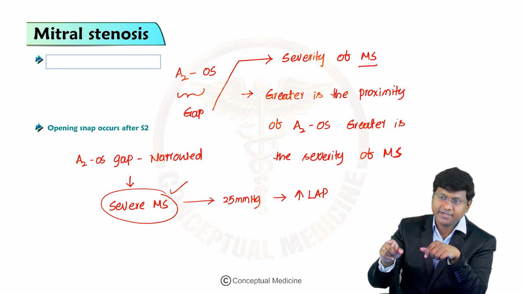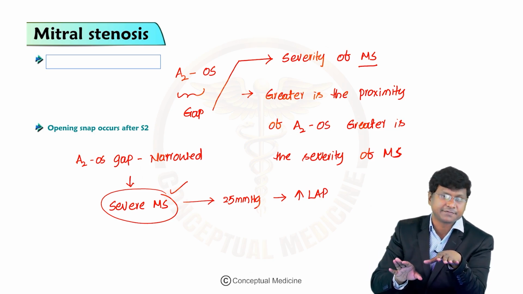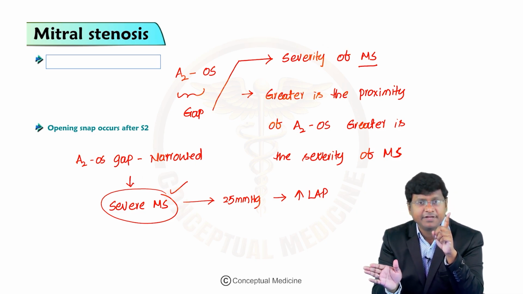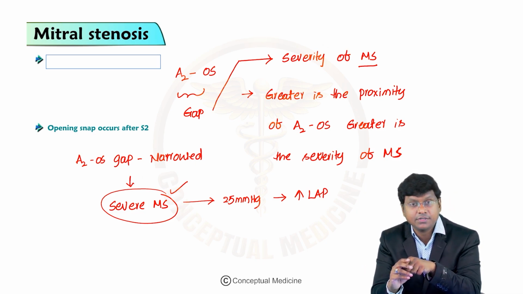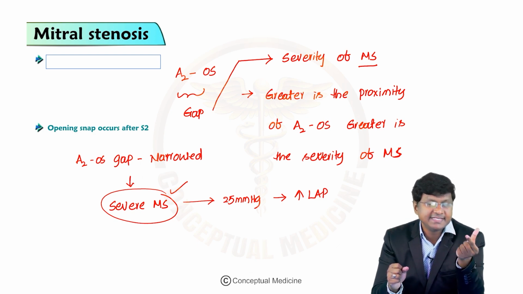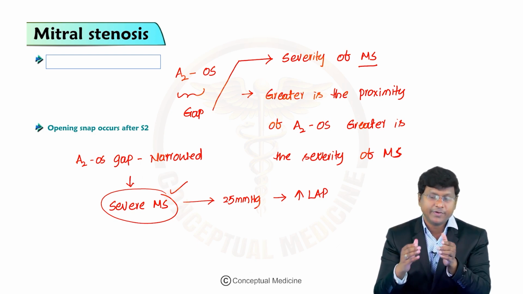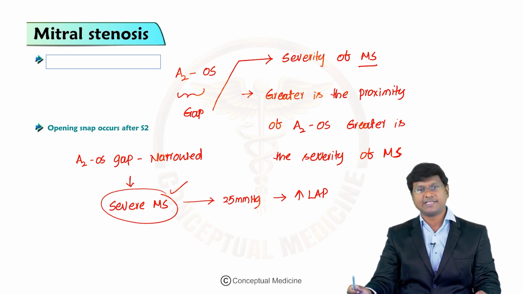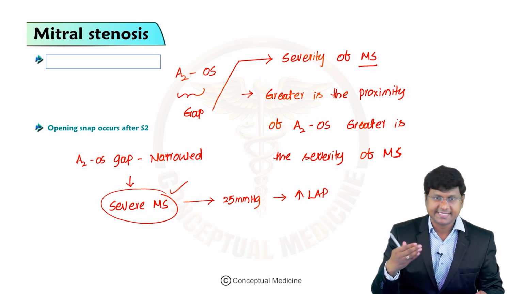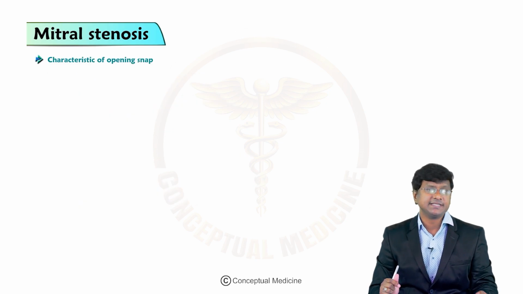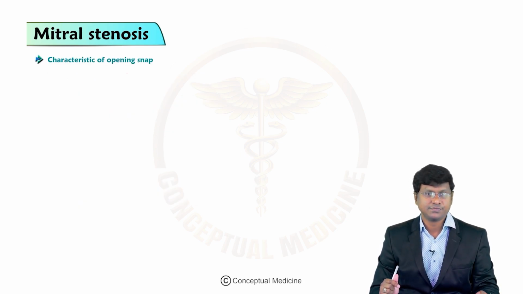But here in severe mitral stenosis, it is not the scenario. Even when the pressure within the left ventricle reaches 24, that is enough. The mitral valve opens, and the blood from the left atrium will move to the left ventricle. So that means your opening snap occurs earlier than normal in severe mitral stenosis. So when the opening snap occurs earlier than normal, what will happen to your A2 OS gap? The A2 OS gap gets narrowed. That tells you it is severe mitral stenosis, right?